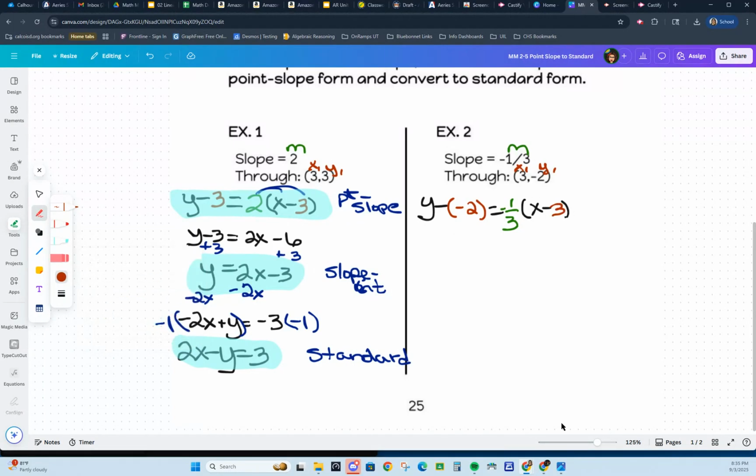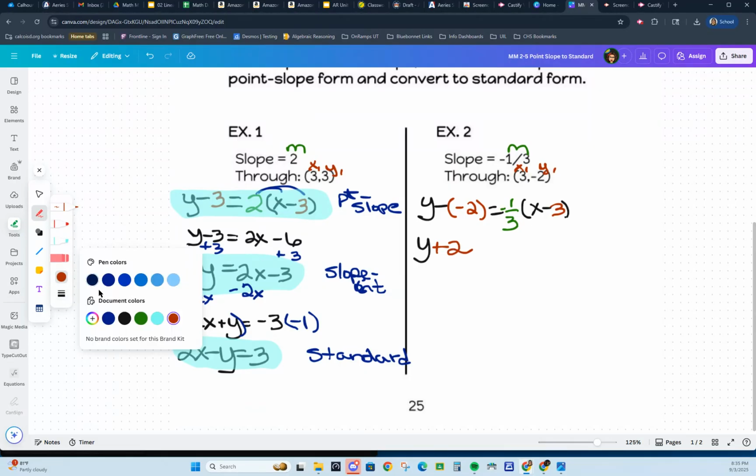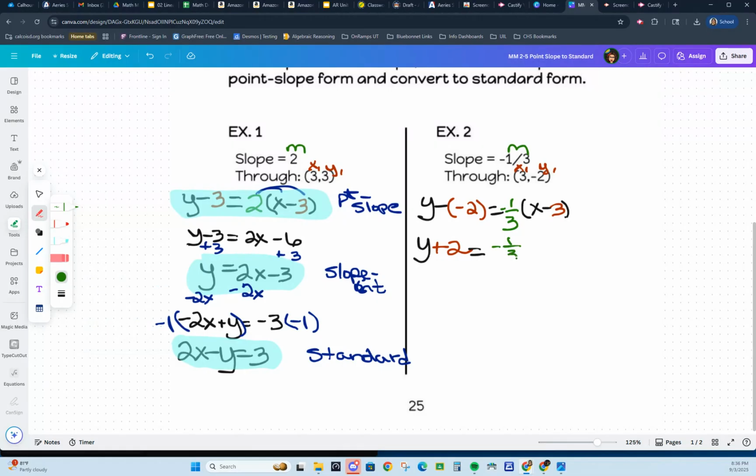Now, because of this minus and negative, that could get kind of clunky. We're going to go ahead and rewrite this. That minus and negative becomes a positive. So we're going to have y plus 2 equals negative 1/3 times x minus 3.